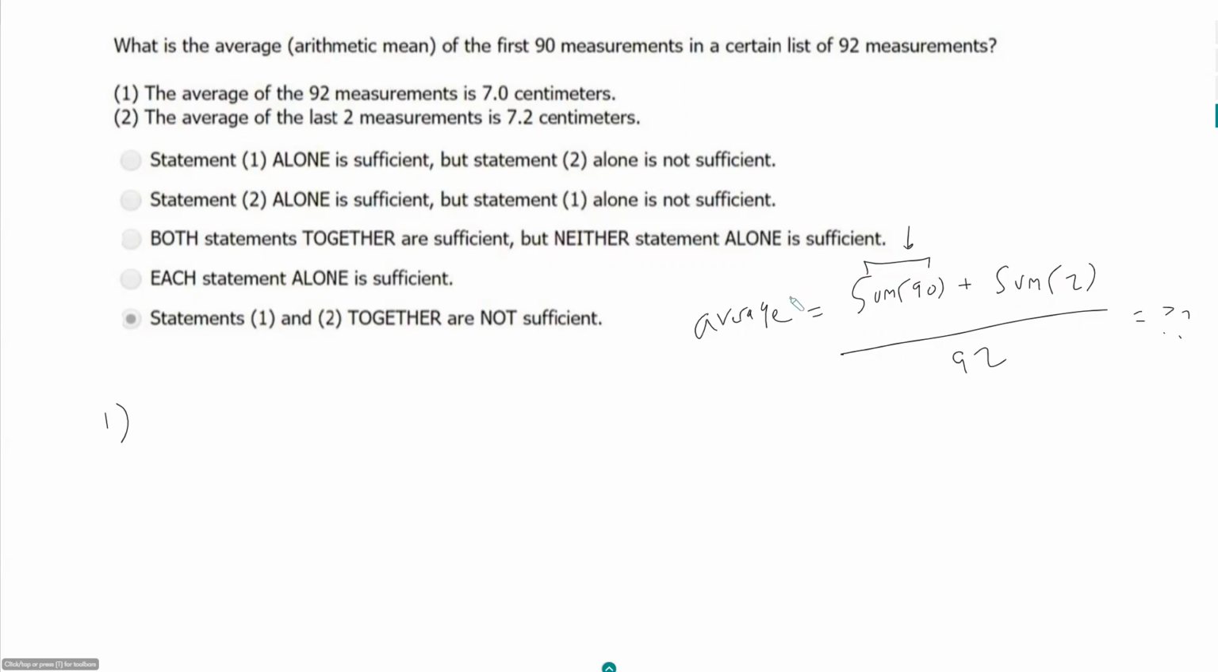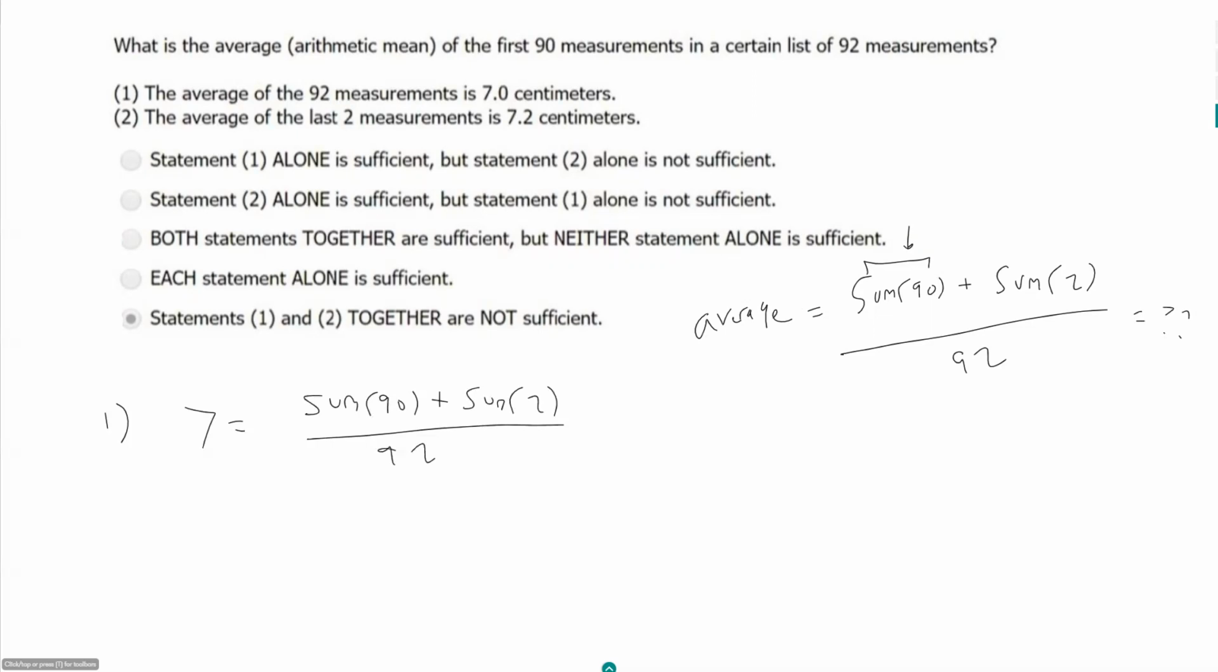The average of all 92 measurements is 7 centimeters. So we know here 7 is equal to the sum of our first 90 measurements plus the sum of our final 2 measurements all over 92. So we can find our total sum for our 92 measurements. But that's not going to help us because we don't know how much of that came from our first 90 measurements and how much of that came from our final 2.